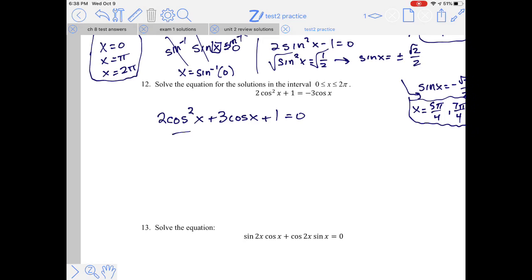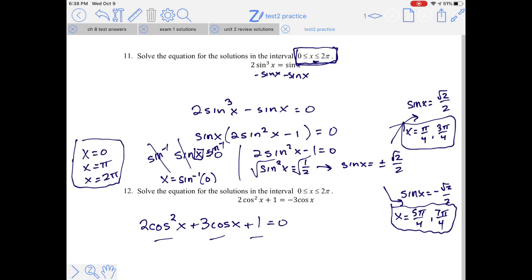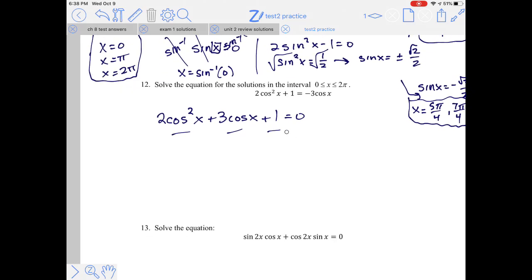Okay, yes or no question. All three of these terms have a common factor, yes or no? So we can't do the exact same thing that we did in this problem because these both had a common factor of sine. Can we replace cosine of x and do like 2x squared plus 3x plus 1? Would you guys be able to factor this using just traditional factoring techniques? 2x squared plus 3x plus 1? If you just want to factor it.